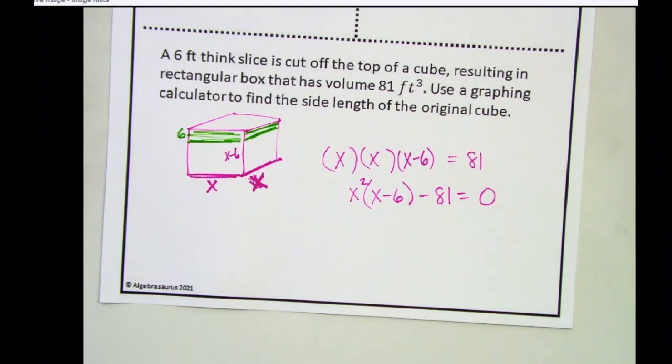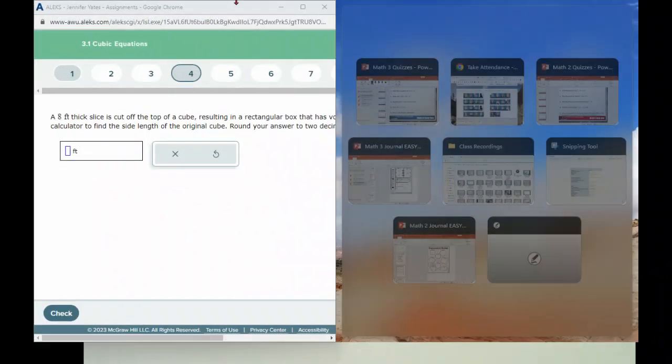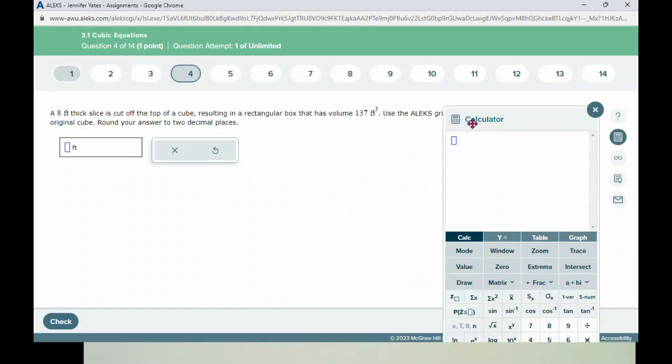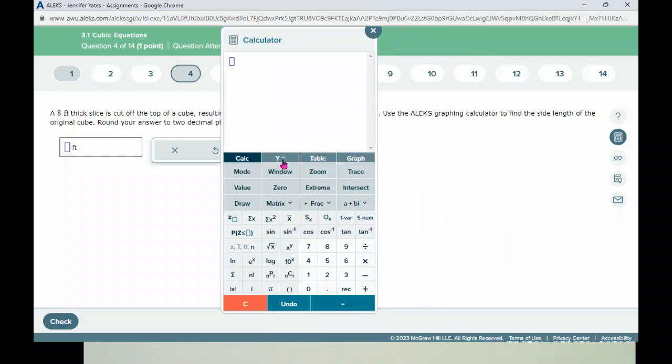Yeah, for sure. So when I did this earlier this morning with my first hour class, the graphing calculator was kind of funny. So I just want to see what happens this time. I've just opened another problem so I can use their calculator. So we're going to go to y equals, what did we have? We said x squared, and then it was x minus 6. Did I type that right? Yeah. Minus 81? Yeah. All right, when I graph that, what's my scale right here?